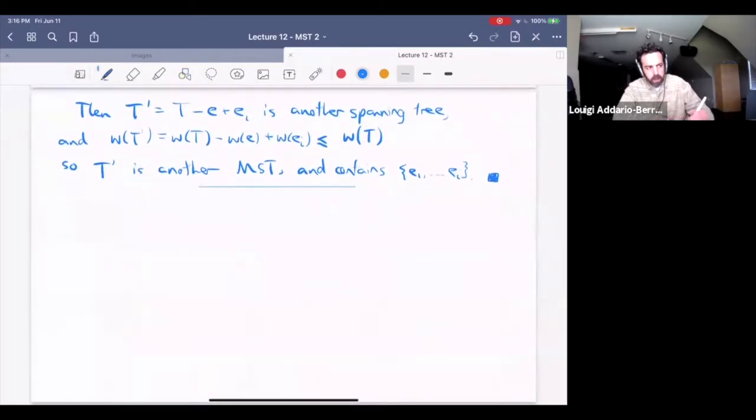Okay, so where I really want to go now is to think about both of these algorithms, Kruskal's algorithm and Prim's algorithm, in the setting of infinite graphs. So any questions about the proof of correctness before we go there? Okay, so let me continue.